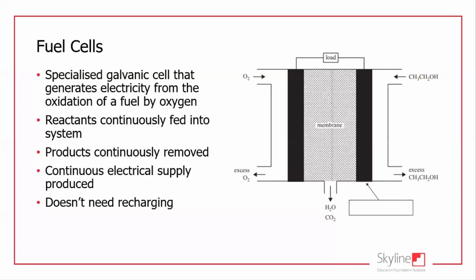One of the questions they like to ask in VCAA is, what are the pros and cons? Now, there's a lot of pros to this: super efficient, fairly cost effective, and we're producing a continuous electrical supply and we don't need to recharge.